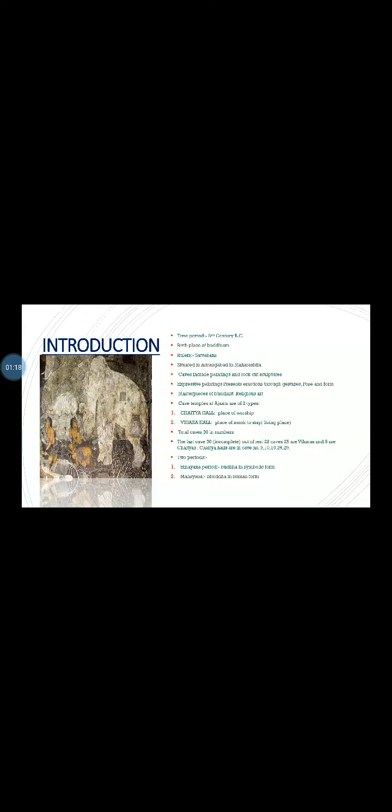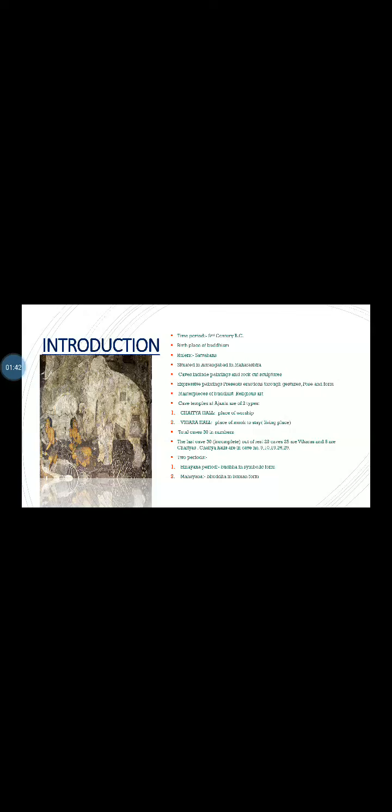The total caves found in Ajanta are 30 in number. The 30th one is incomplete. Out of the rest, 29 caves, 25 are viharas and 5 are chaityas. And I have given you the chaitya hall numbers: 9, 10, 19, 26 and 29.